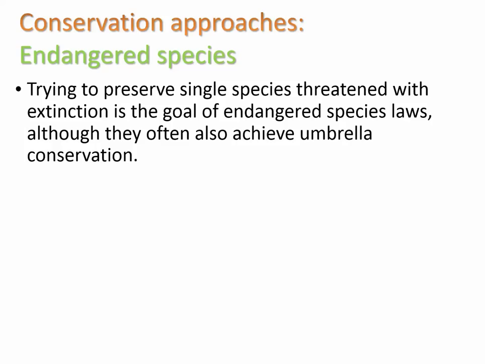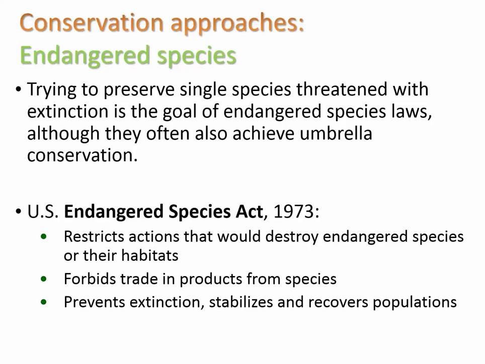So let's switch gears here and talk a little bit about conservation approaches. So with endangered species, we're trying to preserve single species threatened with extinction. This is the goal of the endangered species laws, although they often also achieve umbrella conservation. We'll talk about what these terms mean. Here's one law that you definitely have to know for APES, and it is the U.S. Endangered Species Act, ESA, of 1973. And this restricts actions that would destroy endangered species or their habitats, and it forbids trade in products from species. And it prevents extinction, stabilizes, and recovers populations.